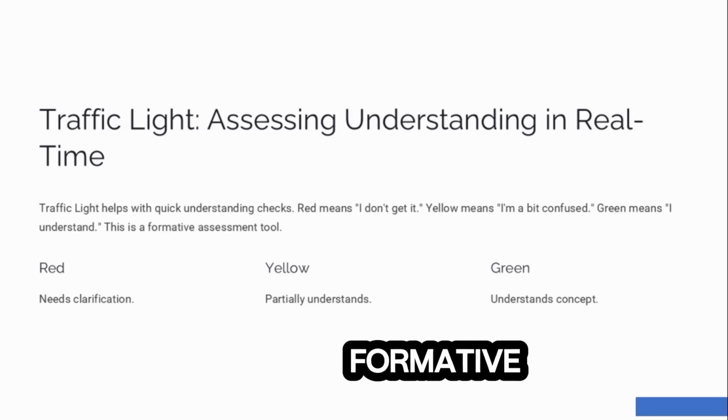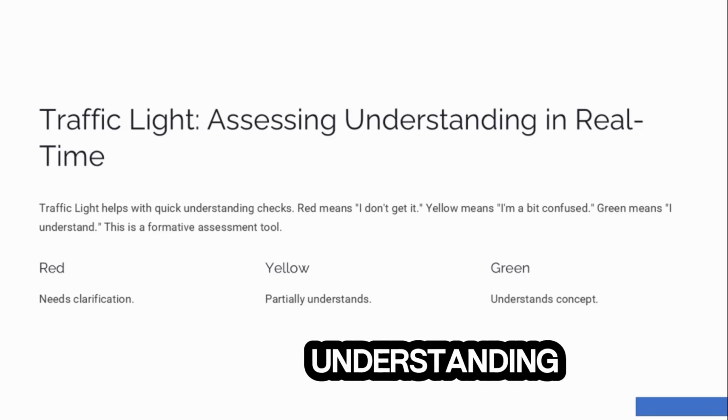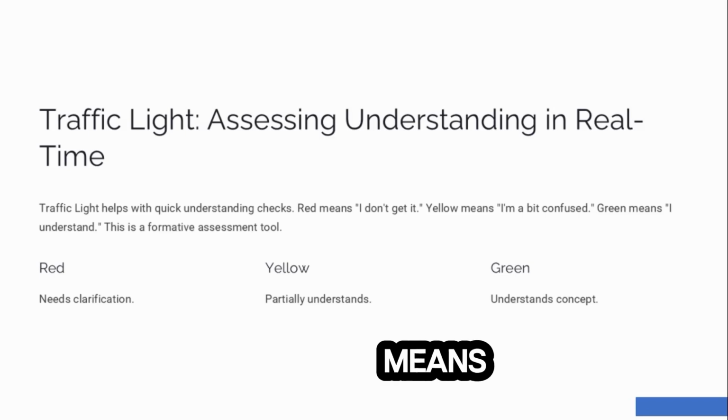Traffic light is a formative assessment tool that helps with quick understanding checks. Red means, I don't get it. Yellow means, I'm a bit confused. And green means, I understand.